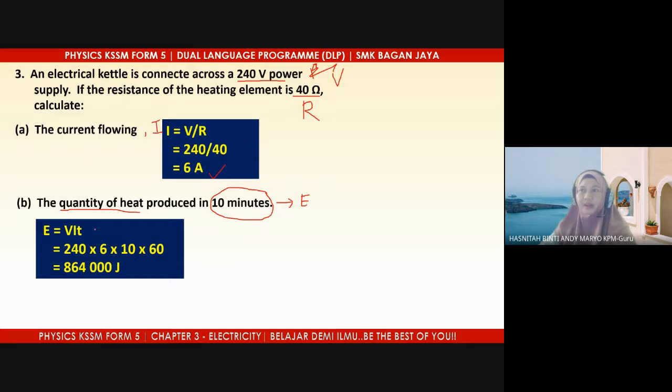Very good, Kafai. Are you using the equation E equal VIT? Or which equation are you applying? So voltage 240, current I 6 ampere, and this is the time. 10 minutes converted into seconds, so multiply by 60. This is V, this is the current, this is the time of operation. So 864,000 joules. If they ask you to write in kJ, the answer is 864 kilojoules. Okay, that's it for number 3.